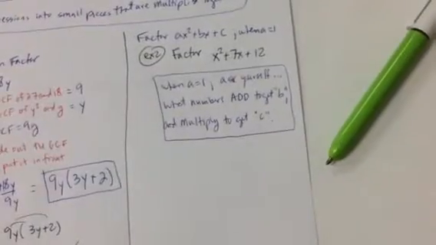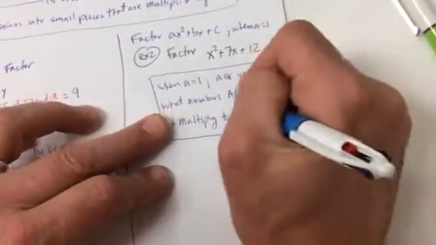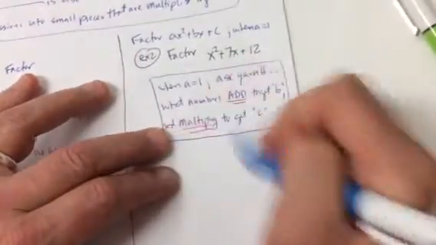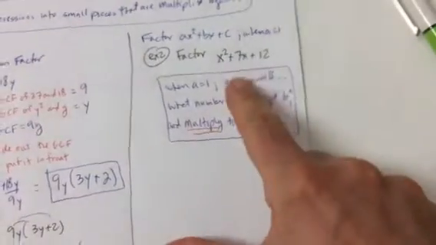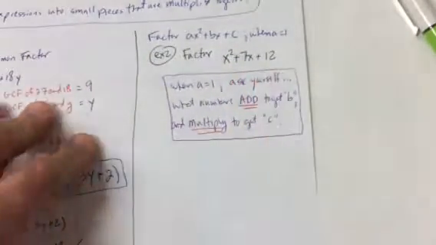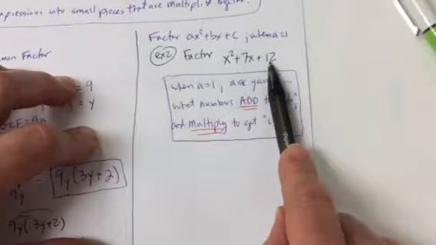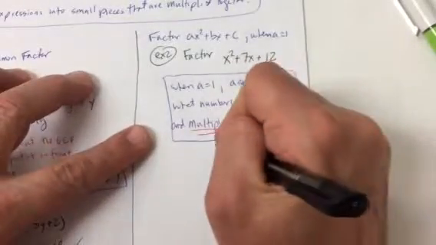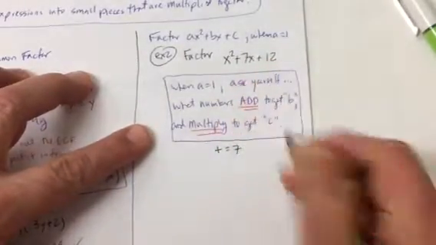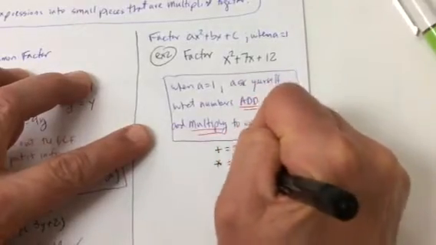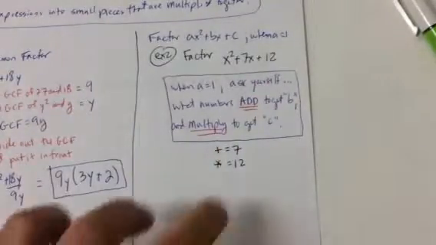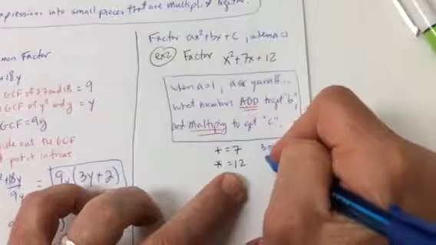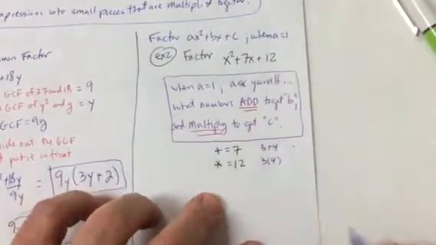Just a quick little reminder, when a equals 1, you ask yourself what numbers add to get b and multiply to get c. So if we look at what we have here, we have x squared plus 7x plus 12. b is 7, c is 12. Remember, ax squared plus bx plus c. So here we're asking what's going to add to equal 7 and multiply to equal 12. If you think about that, it ends up being 3 and 4. So 3 plus 4 equals 7. 3 times 4 equals 12.